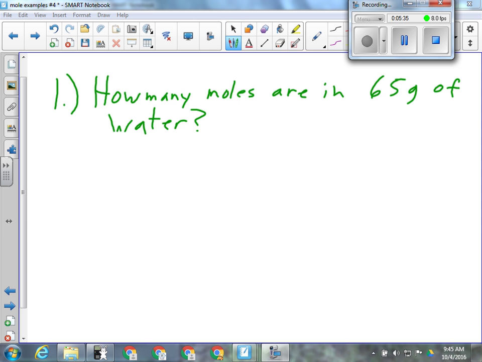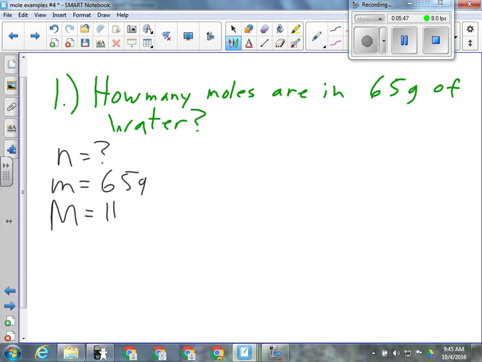All right. So for this first one here, we're looking for how many moles. That's little n. Are in 65 grams. That's little m of water. So big M, H2O. Okay, guys, if I'm going through this, I need you listening, please. When we're calculating the molar mass, we're going to have 1.01 times 2 to take care of the 2 hydrogens, plus 1 oxygen, gives us 18.02 grams per mole.